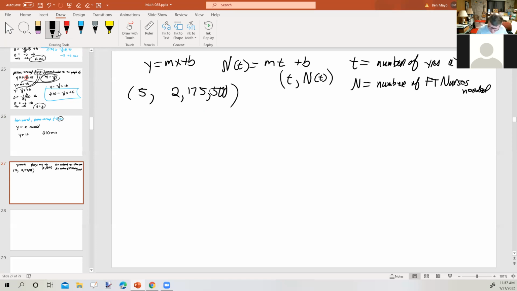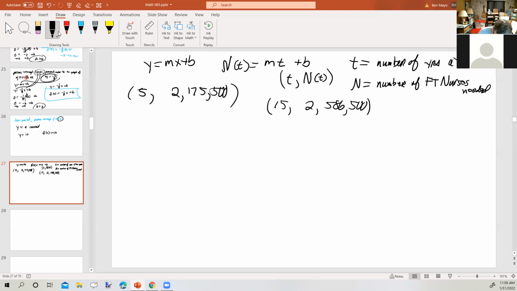It says by the year 2015, which would be 15 years after the year 2000, the number of nurses is expected to increase to about 2,586,500. So T is the number of years after the year 2000. N is the number of full-time registered nurses that will be needed. In the year 2005, T is 5, N is the given number. In the year 2015, T is 15, and the number of nurses is again the given number. Any questions about where I got my information?